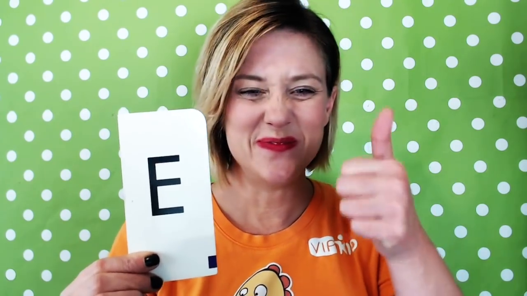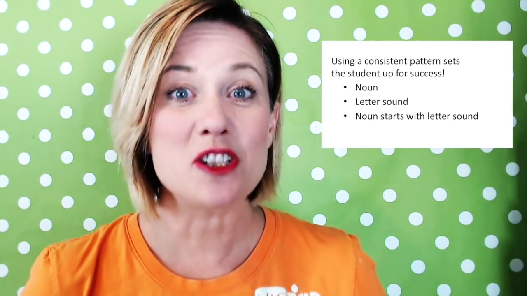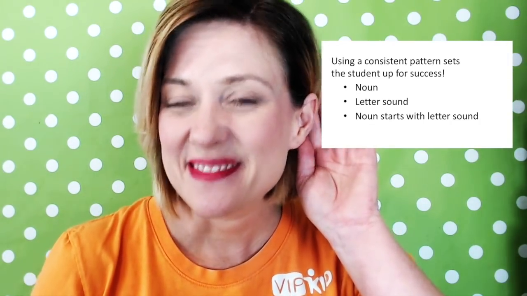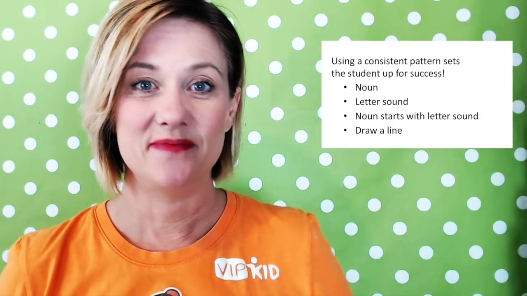Now you might say egg starts with, and the student sits there blank. That's where on We Do, we're still helping them so we can give them clues. Wait a second, see if they get it. If they don't, eh. Egg starts with eh. Draw a line. Now this time, don't draw the line yourself and see if they can get it.